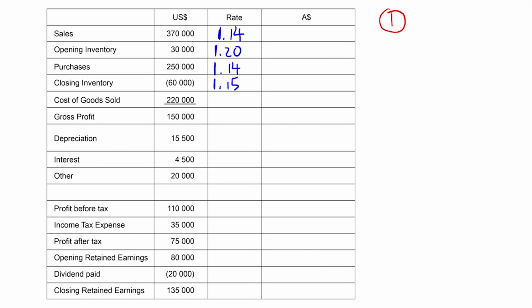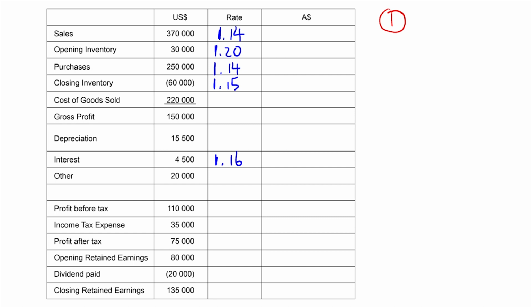The cost of goods sold will be the subtotal, which we'll calculate later, same as the gross profit. I'm going to skip depreciation for the time being because that one is a little bit more complicated. I want to spend more time to explain that. After that, we also got interest, which according to the question, they paid on 3rd of June 2015, which has a rate of 1.16. That's the rate on that particular date.